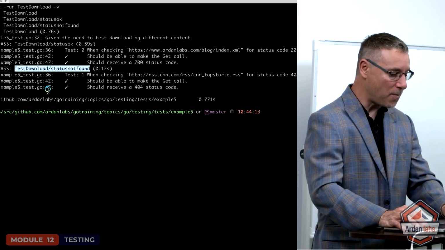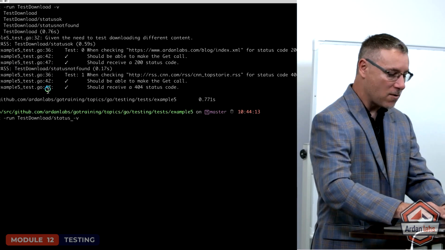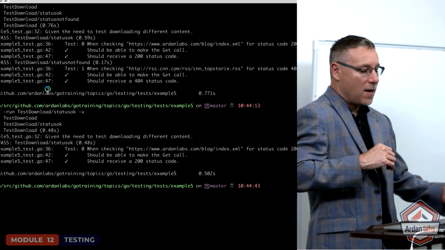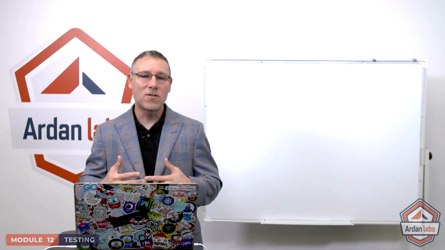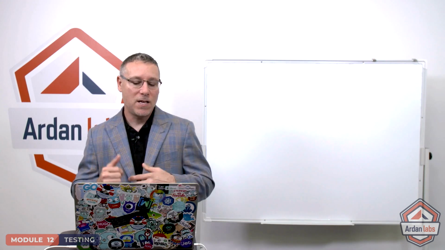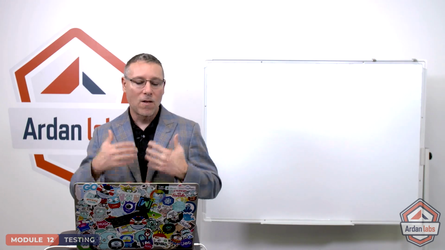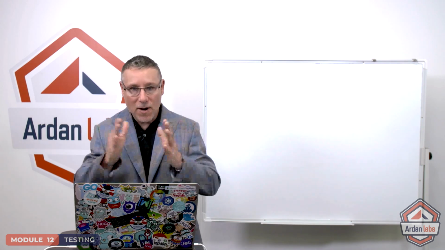But I think the real power of the subtest is this, because I can now say, you know what, just run status OK for me, please. And boom, that's all it did. Really, really cool stuff, right? I don't have to go and start commenting out the status not found data to run this test. I can run them all, and then I can just filter on the command line which data record I want to run.